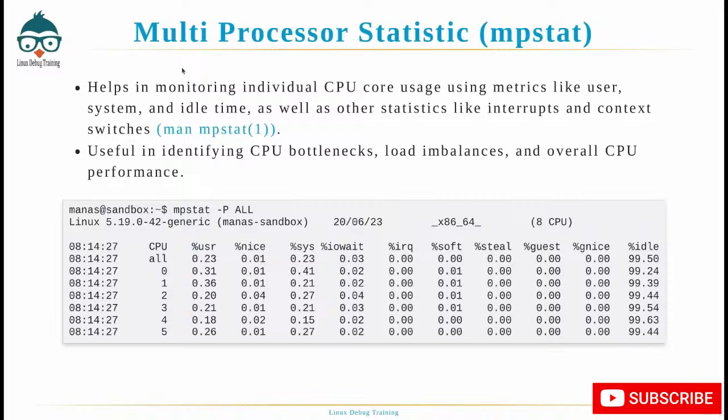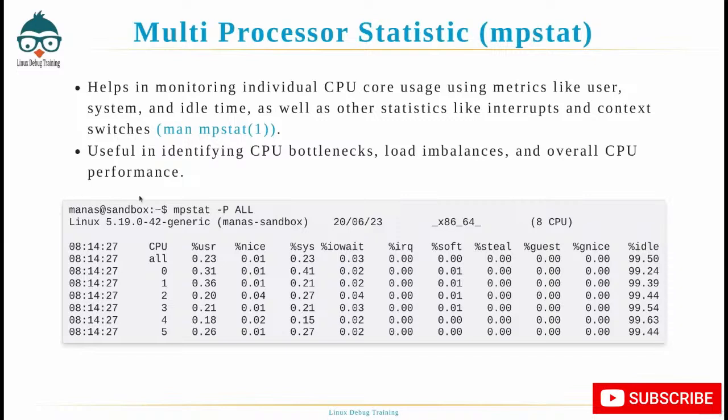mpstat, or multiprocessor statistics. This tool helps us in monitoring individual CPU core usage using metrics like user, system, and idle time, as well as other statistics like interrupts and context switches. Use case wise, it is useful to identify CPU bottlenecks, load imbalances, and overall CPU performance.